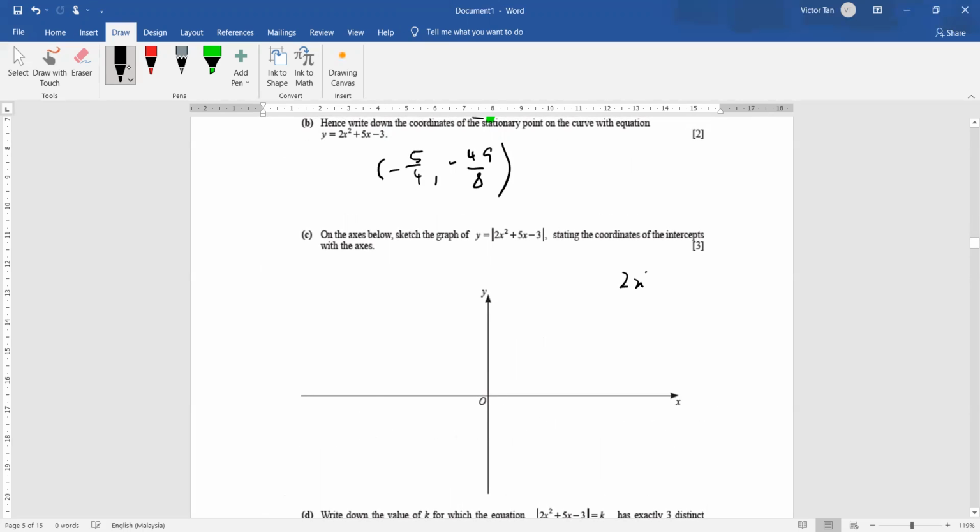So 2x squared plus 5x minus 3 equals 0. 2x minus 1, x plus 3. x is half, x is minus 3. This will be the x-intercept. The y-intercept: x is 0, y is minus 3. So you have a graph with half and minus 3. It looks something like this.